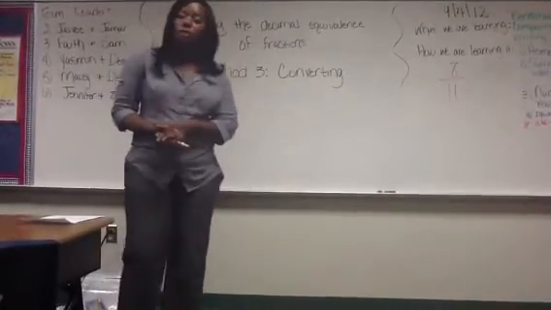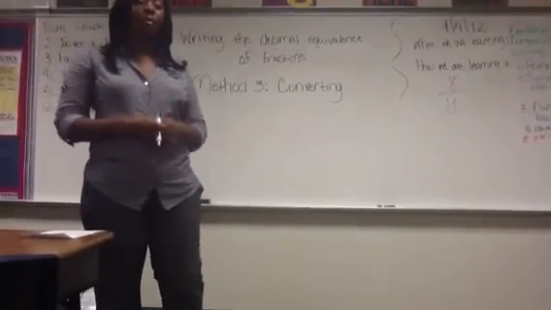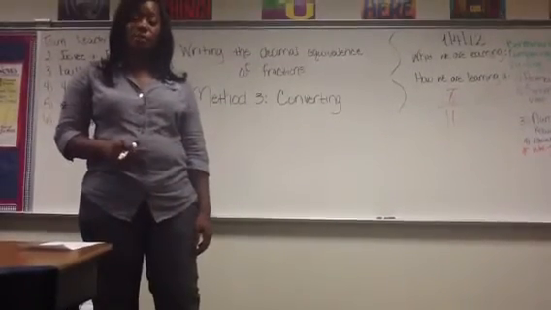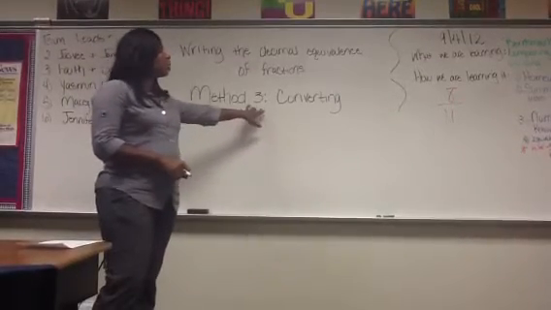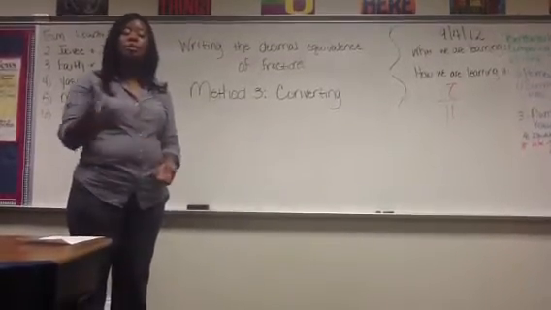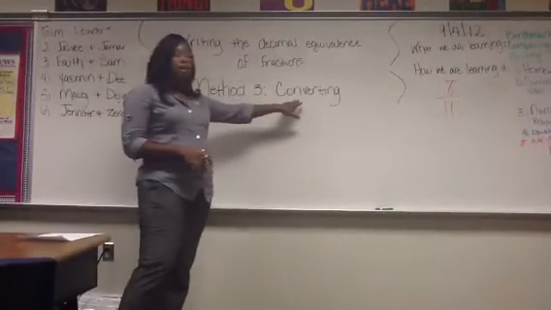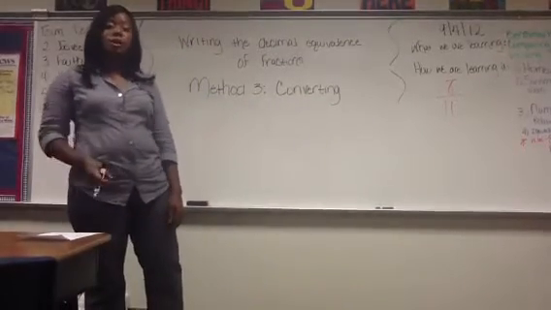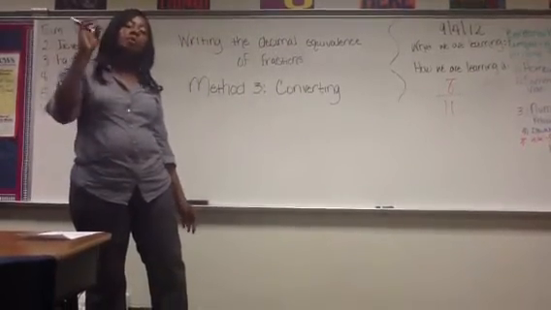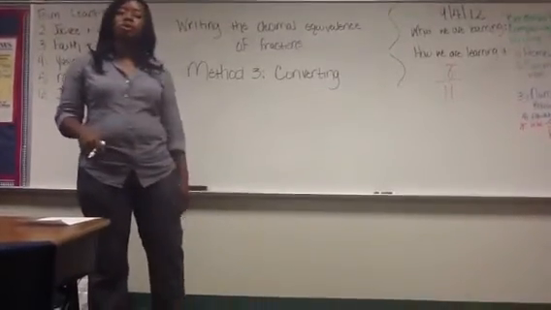Okay, we're back for part 3. There's going to be a lot of steps involved here, but they're not steps that you haven't seen before. We're going to practice doing method 3 of finding the decimal equivalents of fractions. Method 3 is plain old converting. Converting something means to change it. So we're going to do the mathematical long division involved in changing a fraction to a decimal.